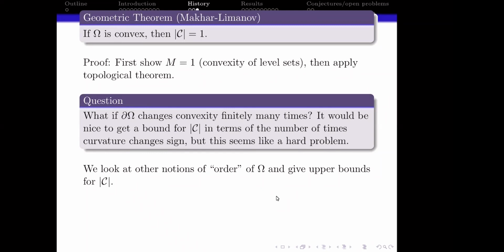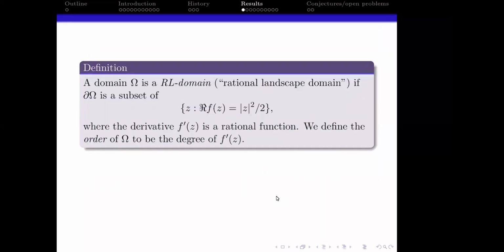So can we look at other notions of order of omega? For instance, the number of times the sign changes is one measure of order. So we try to give some other notion of order for this, and try to give upper bounds for the size of the critical points. Okay, so this comes to our main definition.